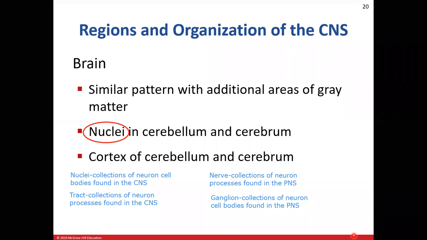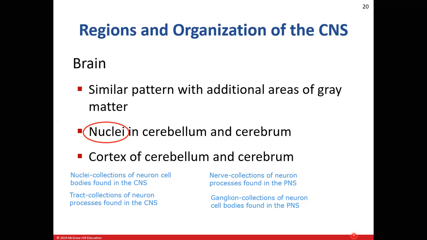Now, nuclei are going to be found in the cerebellum and the cerebrum. And nuclei are one of those terms that we want to know. You'll notice down here I typed out all four terms that I typically find a little bit important, and I do want you to know the definitions for. The definition of a nucleus, as we talk about the nervous system, is a collection of neuron cell bodies found in the CNS. And then we go on to the other three.